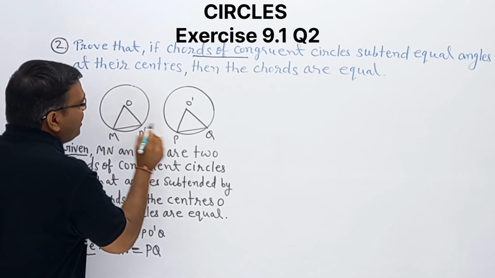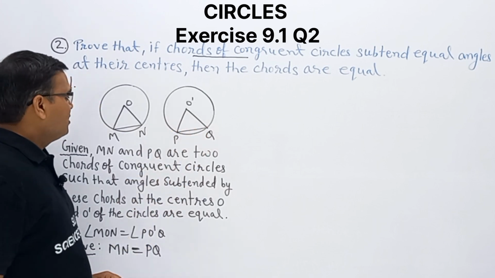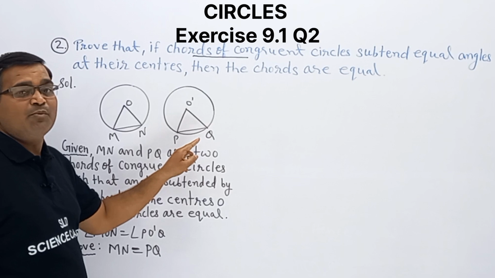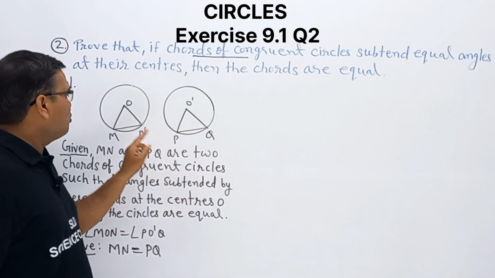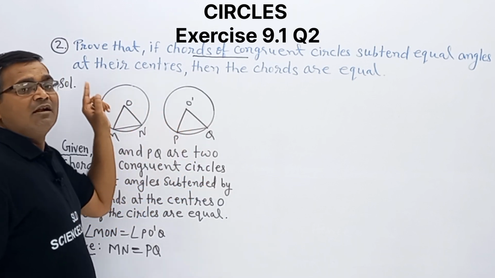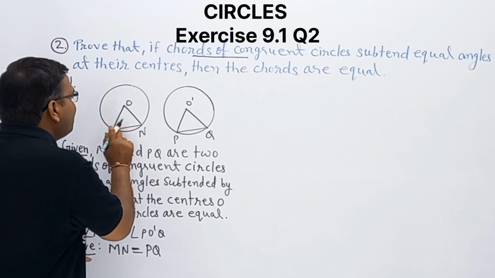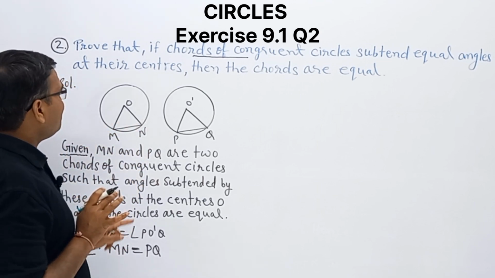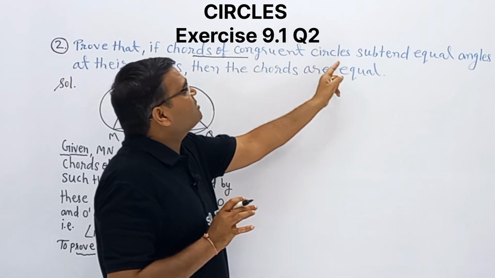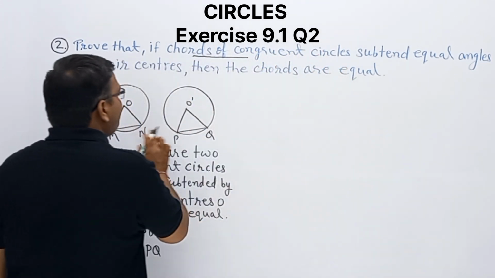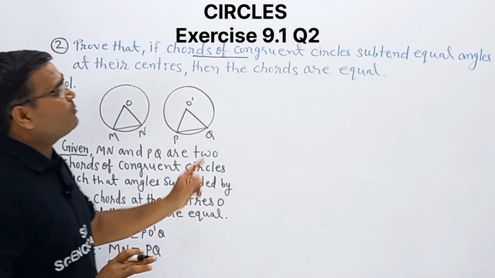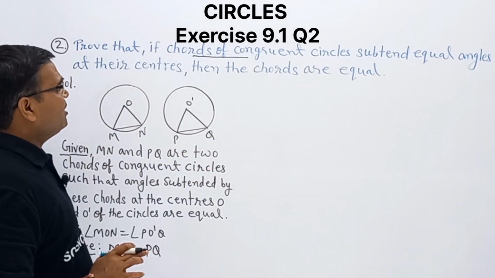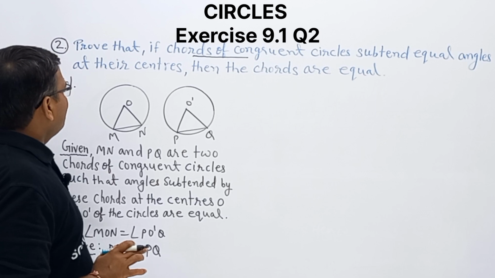In this circle, MN and PQ are line segments, and they are chords. So chords are line segments joining two points on the circumference of a circle. So if chords of congruent circles, MN and PQ, subtend equal angles at their centers, then the chords are equal.